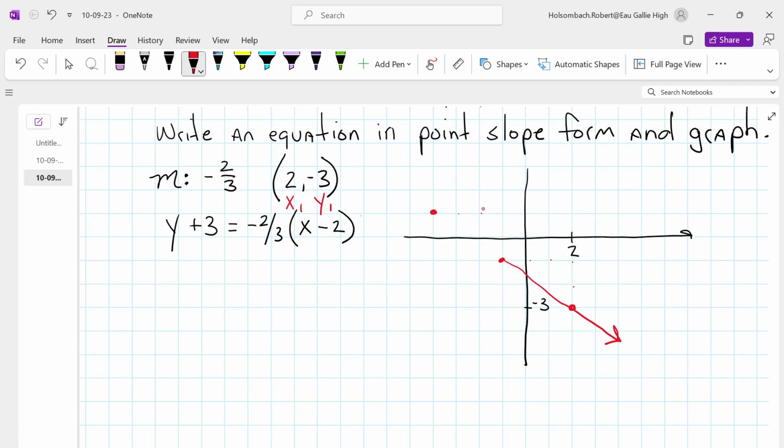Does it matter if you go right or left? Yes, because the slope is negative, so our line has to go up and to the left. Now, from this initial point, you can either rise 2 and run 3 to the left, or you could go down 2, and which way would you have to run? You would have to run to the right, wouldn't you? Okay. So when you have a negative slope, you can either go up and to the left or down and to the right.